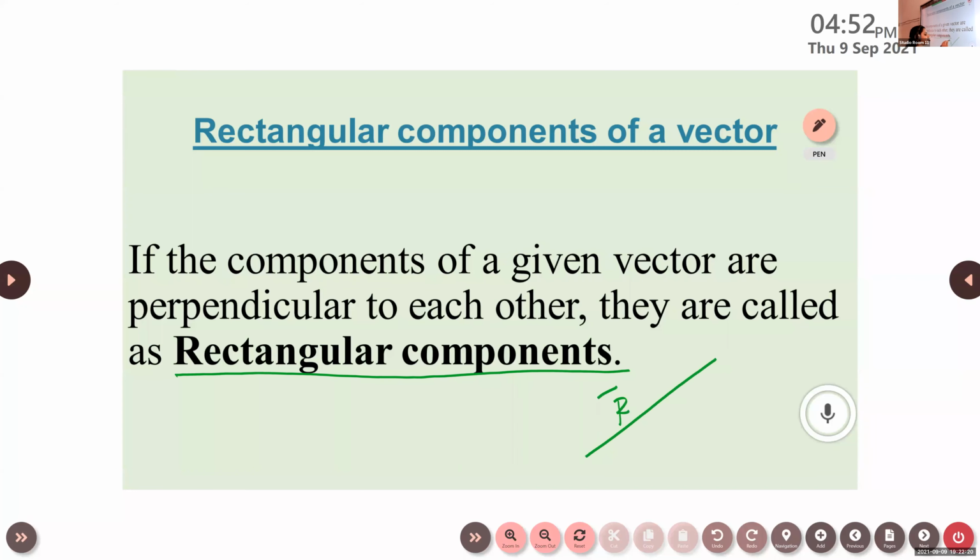Here we have vector R, the resultant vector, or a single vector. We split it into two: one is vector P and the other is vector Q. So here vector P and vector Q are called components of a vector. And what is the condition for rectangular components? If the components of a given vector are perpendicular to each other, that is, the angle between vector P and vector Q is equal to 90 degrees, then we can call them rectangular components.